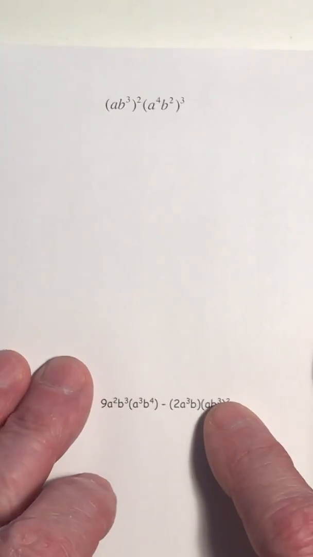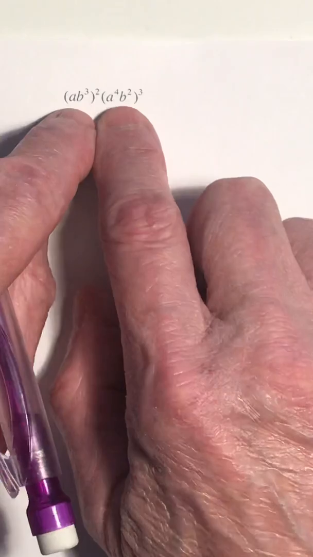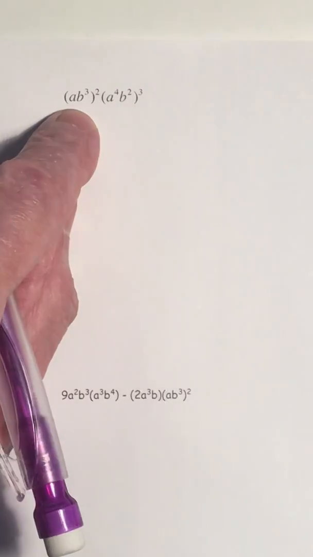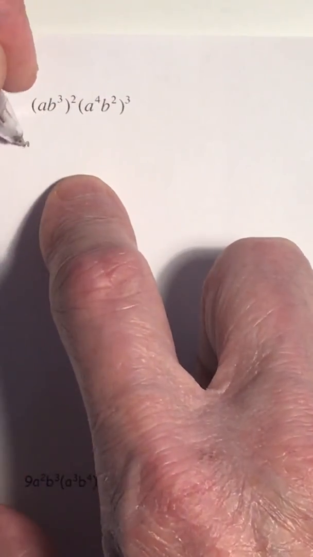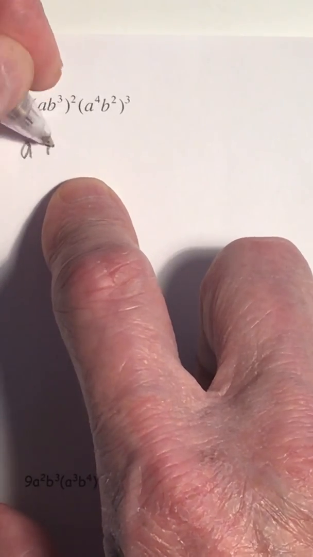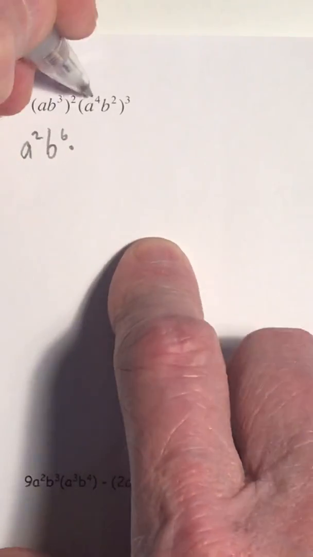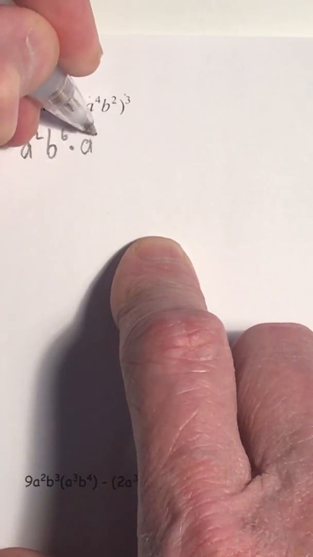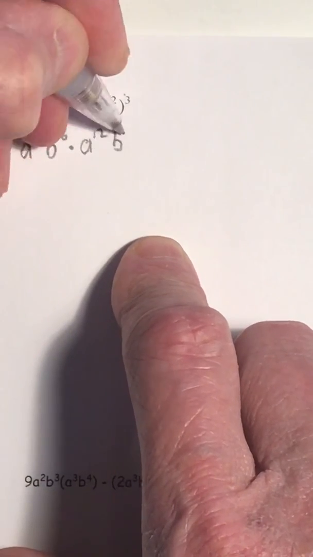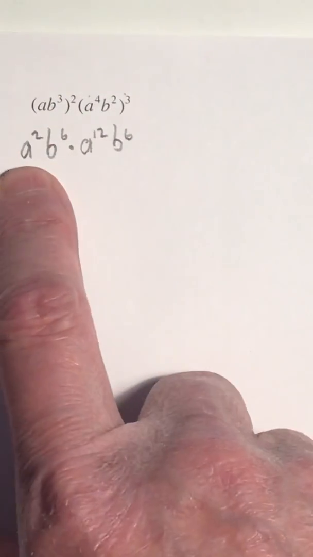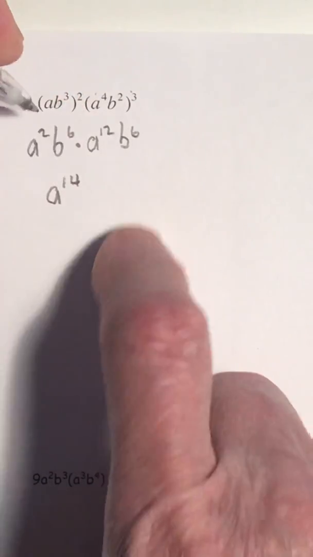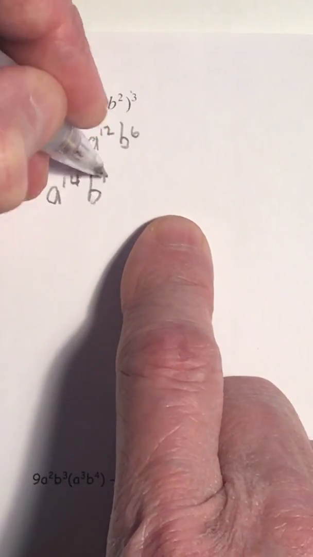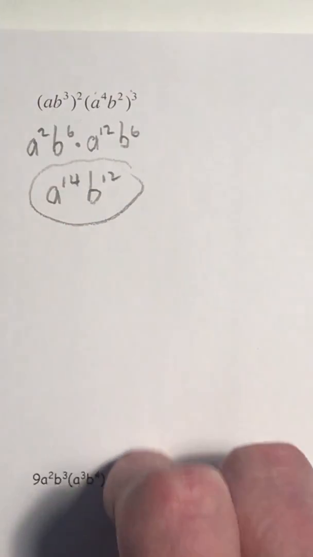Okay, slide over here. Same situation. These things are multiplying each other, but first we need to raise them to the powers indicated outside the parentheses. So this is a to the second, b to the sixth, multiplying a to the 12th, b to the 6th, and so it's a squared times a to the 12th makes it a to the 14th, and b to the 6 plus 6 is 12. There's my final answer for that.